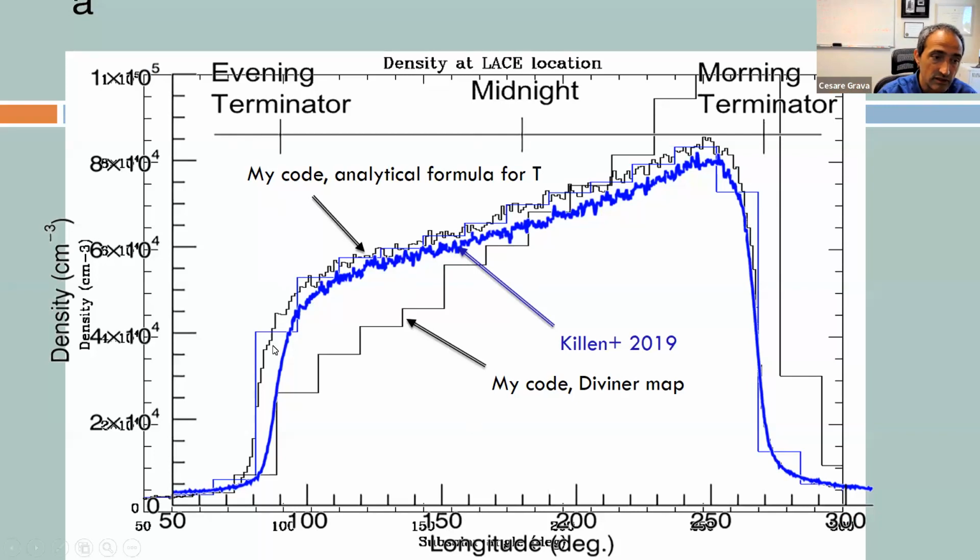This blue one is the code. The black one is also my code, and I think I binned it. So the blue is just a binning of the black one. See that? Okay, I was able to reproduce the published results. That's good. And now this instead is the same code, but with the Diviner map.